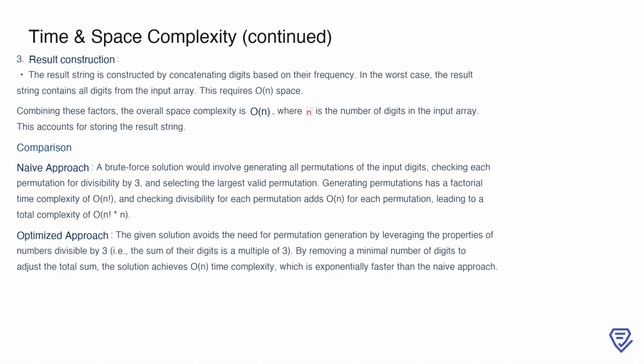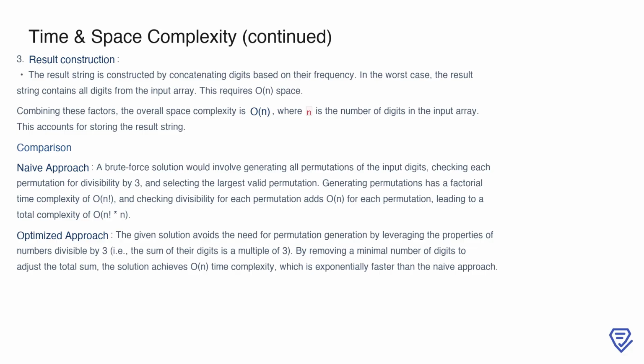In the worst case, the result contains all digits from the input array, so this step requires O(n) space. When we combine the storage for the Counter object, the intermediate variables, and the result string, the overall space complexity of the solution is O(n).